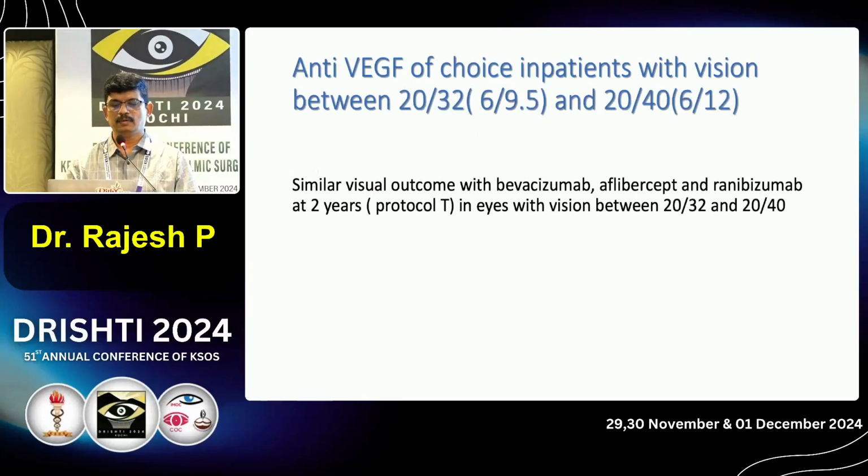Then, anti-VEGF of choice. Most of us treat the patient initially with anti-VEGF injections. So if the patient has a vision better than 6/9 or up to 6/12, what is your treatment of choice? Protocol T found that if you treat these patients with either Avastin, aflibercept, or ranibizumab, they are all likely to have the same visual outcome. So a patient with vision between 6/9 and 6/12, we can treat with any of these injections.